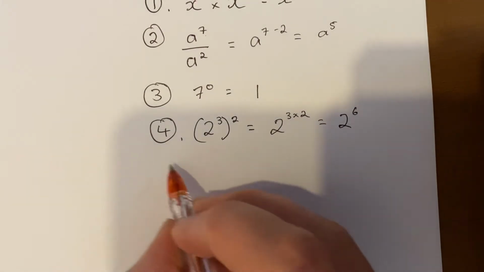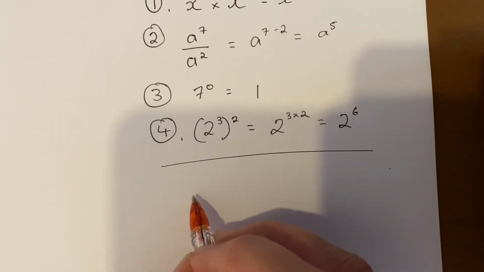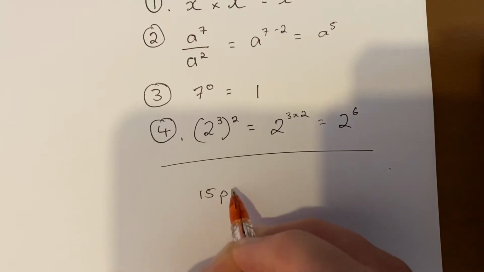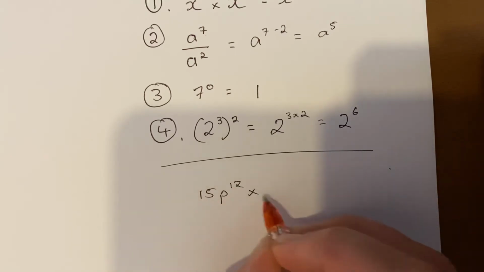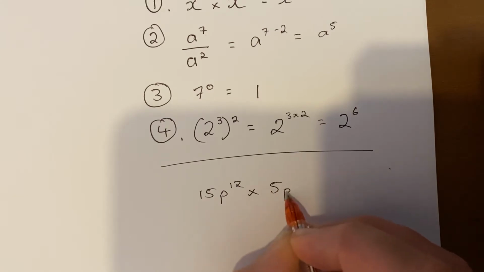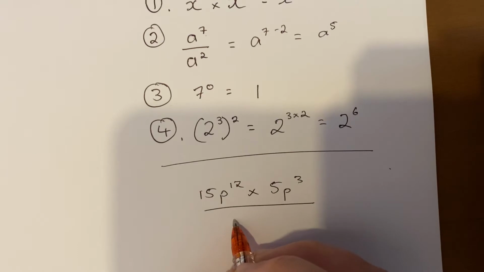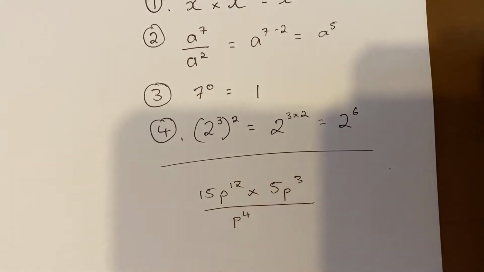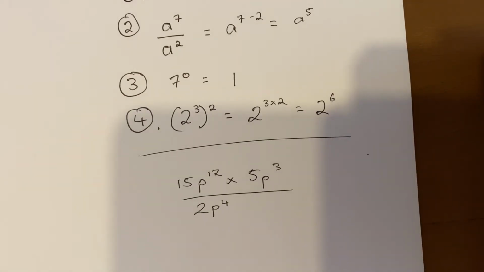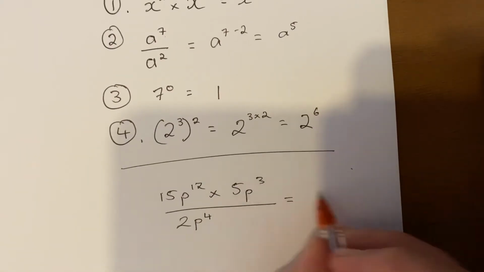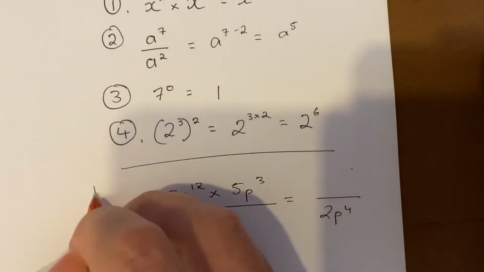For instance, some of the more tricky questions: what happens if there's some numbers involved? 15p to the 12 multiplied by 5p to the 3, all divided by p to the 4. Let's put a number in there, 2p to the 4, just to make things awkward. How do we deal with them when they're combined together like this? Well, numbers will follow the way numbers normally work. So let's just work out the numbers on this top line, and keep the bottom line the same for the time being. So this is our first example.